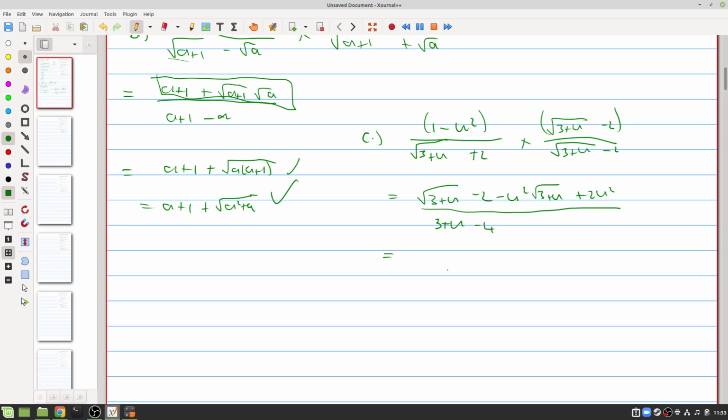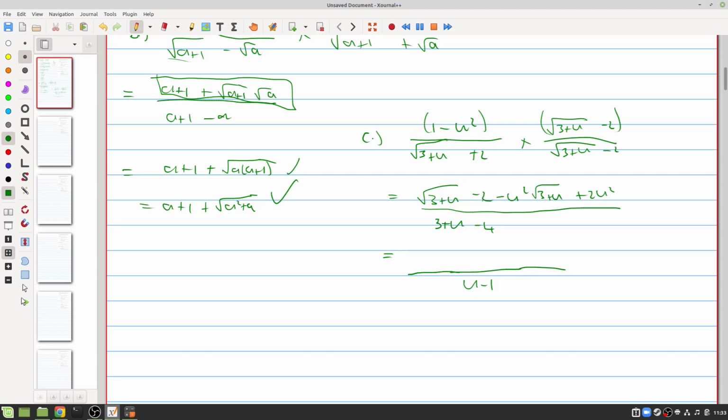Okay, next, let's see at the top here. Well, let's do the bottom first. Bottom is easy. 3 minus 4 is negative 1, right? So we just have u minus 1 at the bottom. And let's see at the top. So we could do some grouping here.